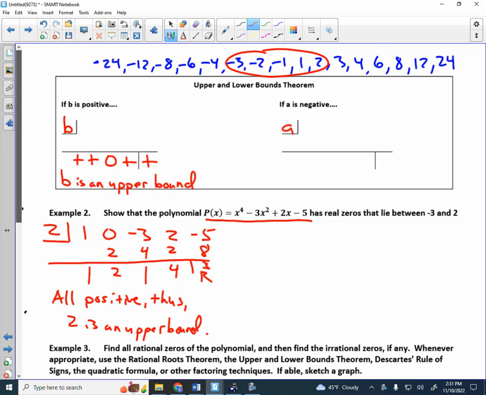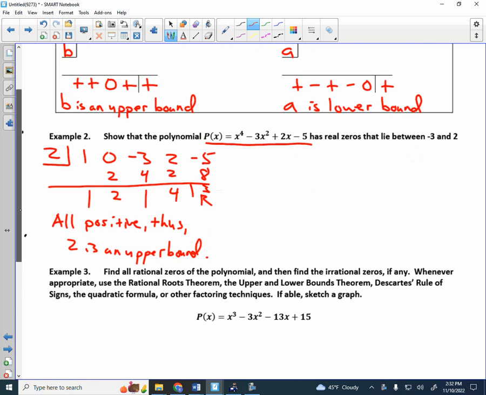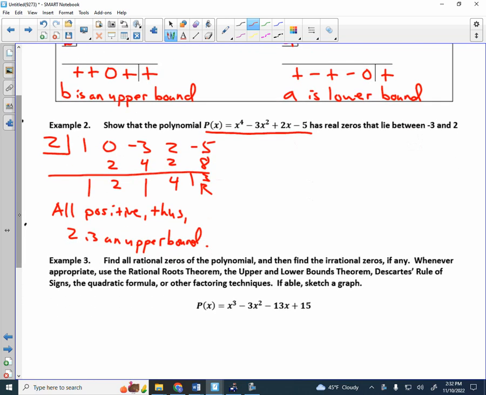We'll say if A is negative, then if you get positive, negative, 0, positive, 0 doesn't count as a sign change, but notice how they all alternate signs. If you have alternate signs, then A is a lower bound, meaning you shouldn't try anything below that. So if you get alternating signs, then A's got to be a lower bound. So 0 is fine. 0 does not count as a sign change, okay?